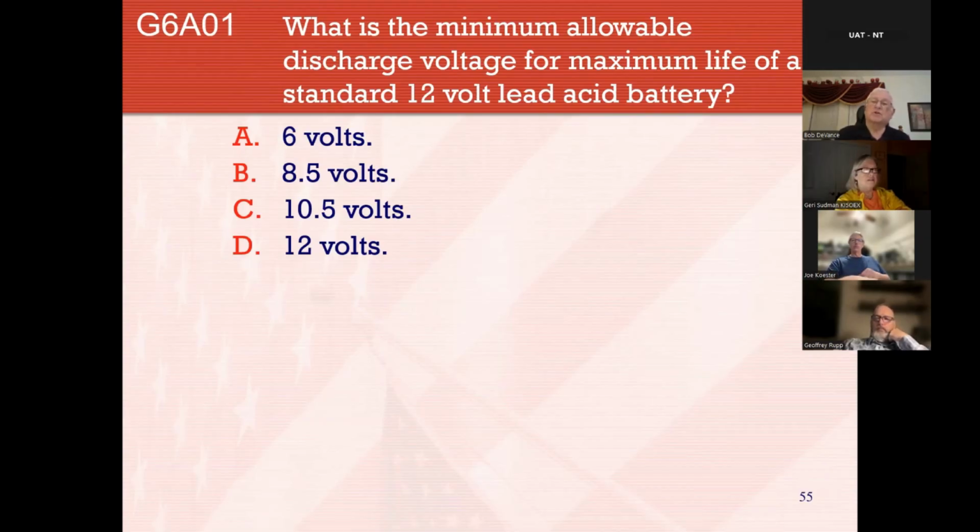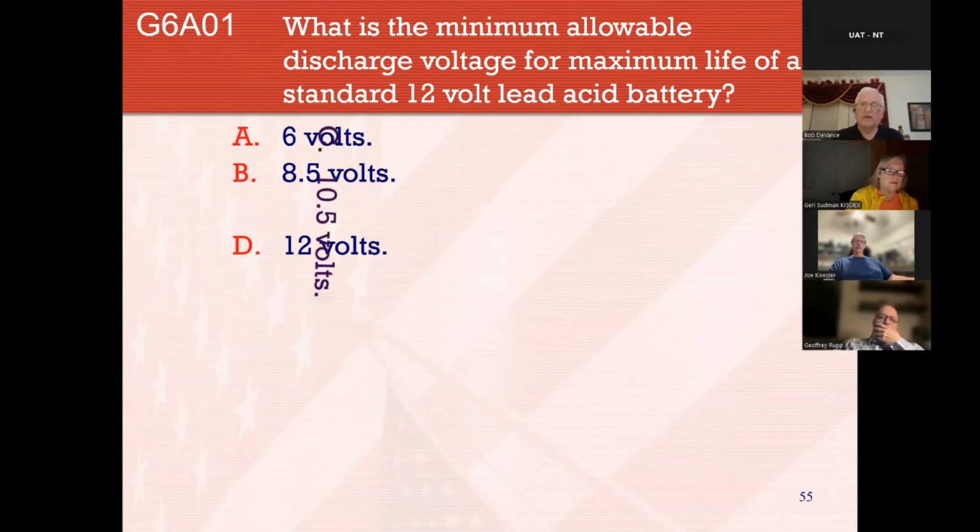Each of the cells is 2 volts. And so we put 6 cells in a 12-volt battery to give us the 12 volts. So 6 times the 2 volts gives us 12 volts, correct? Now, what is considered the lowest discharge value you can have per cell? It's actually 1.75 volts per cell. So if we take that times 6, 6 times 1.75 comes out to be, guess what? 10.5.